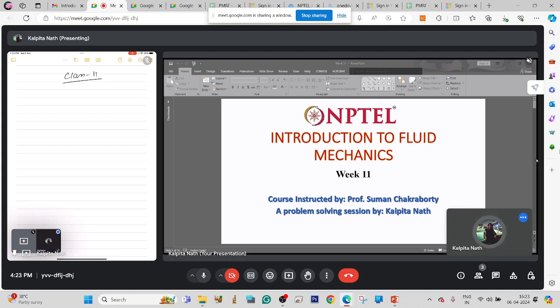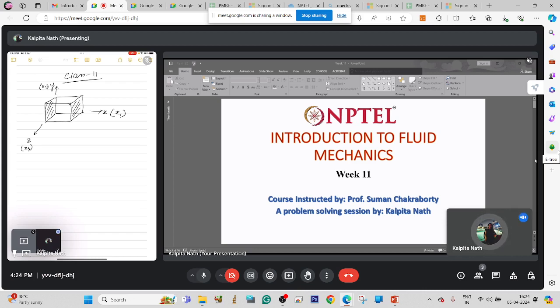So first of all, let us take a fluid element. Let's suppose this is a fluid element. So this is one surface, this is another surface. Let's suppose this is X, this is Z, and this is Y. X we can also represent as X1, Y can be represented as X2, and Z can be represented as X3.